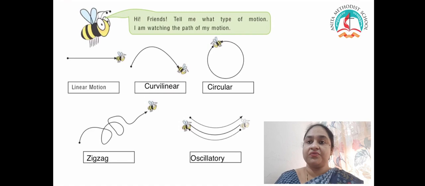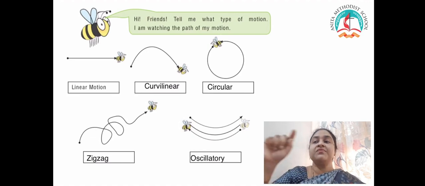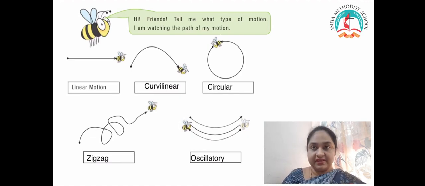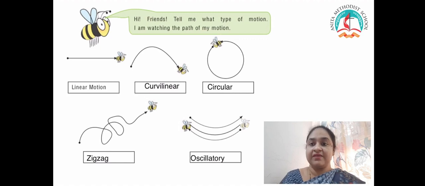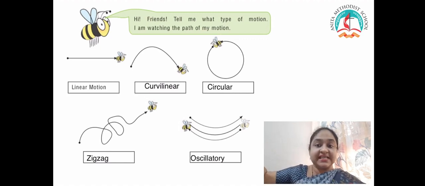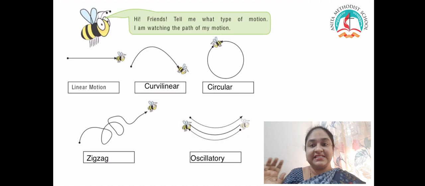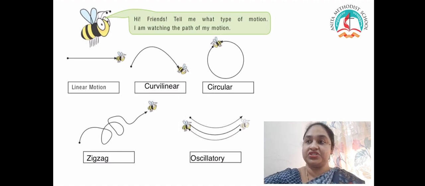Okay, now we have the honeybee moving in different paths. When it moves straight, we call it linear motion. When it moves ahead, it is curvilinear. When it moves in a circular manner, that is circular motion. When it moves zigzag, it is zigzag motion. When it moves back and forth, we call it oscillatory motion.